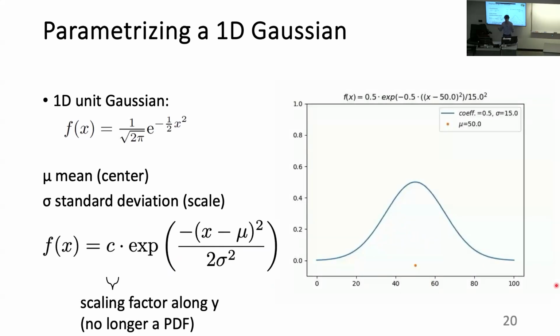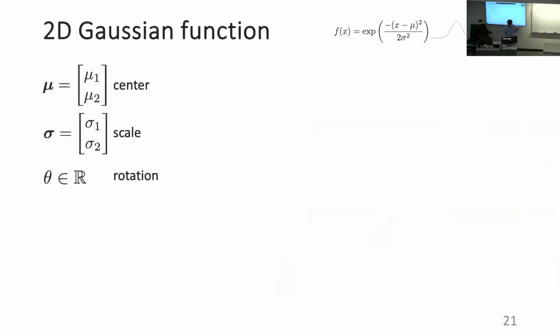And essentially, this is what we would like to bring up to higher dimensions. For a 2D Gaussian, starting from our 1D Gaussian with some x position and some single scale, in 2D we want to have an x and a y position, or center or mean, and also some scale along the x and y axes.